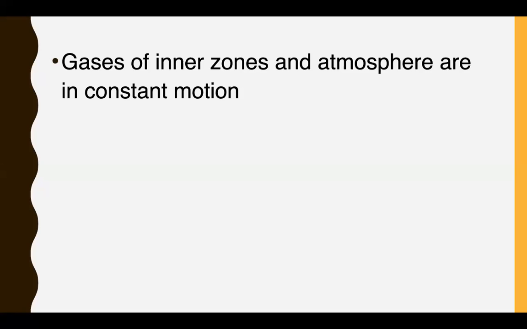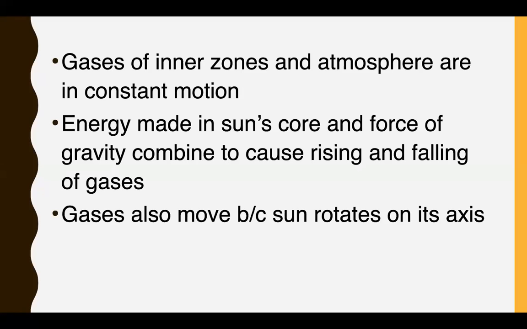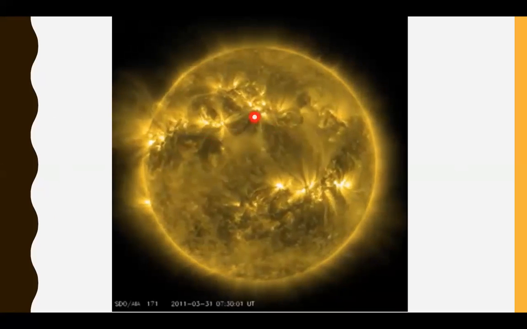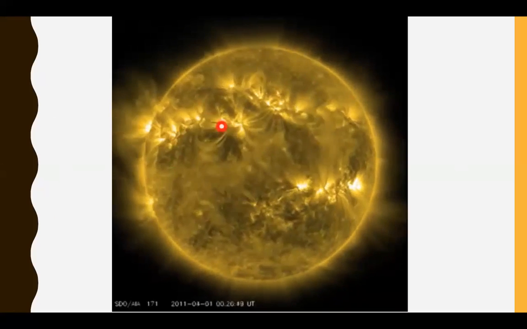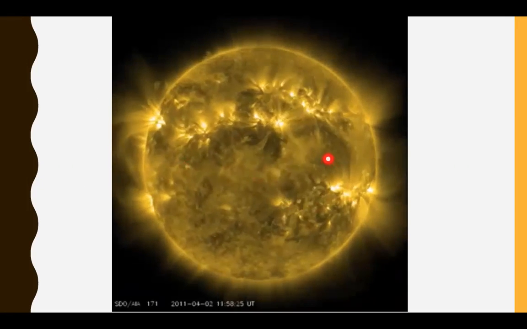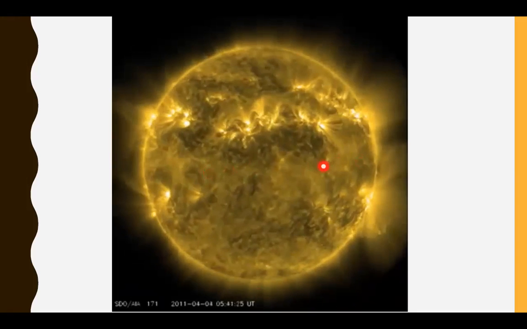So the gases of the inner zone and the atmosphere are in constant motion. That's why the surface of the sun appears kind of grainy and not smooth. So because of convection, in the convective zone, you've got this rising and falling of gases. Gases are also moving because the sun rotates on its axis. So you can see its rotation here. This is in a peak activity cycle. You can see how much activity there is here and here. But the difference is that the sun isn't actually rotating at the same speed at the poles versus the middle.